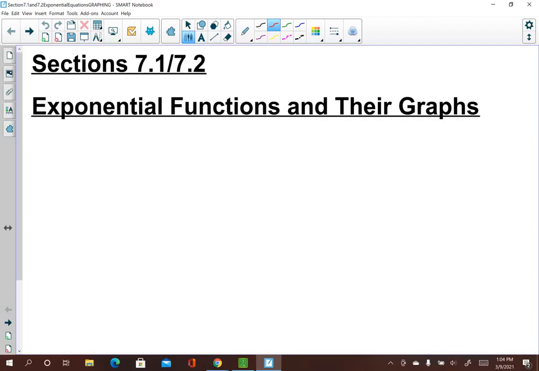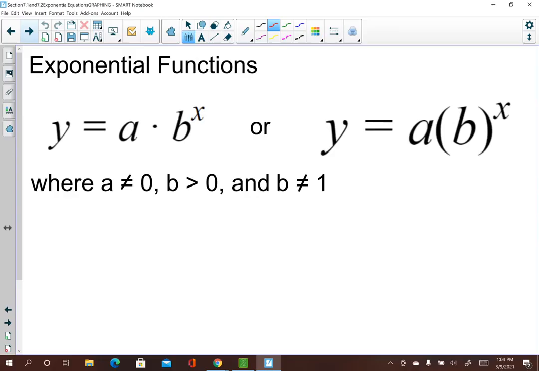Hi everyone, and welcome to the start of a new unit. In this unit, we're going to look at exponential functions and the inverse of exponential functions. Today, we're focusing on exponential functions and their graphs.